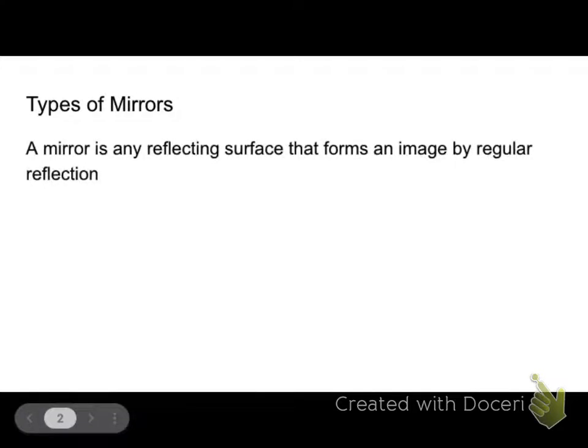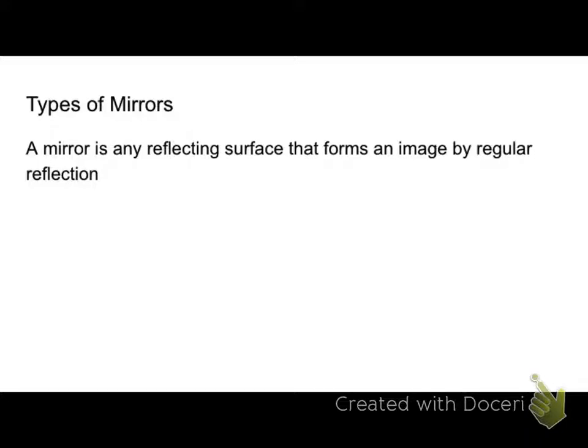We're going to start with mirrors. Mirrors are reflective surfaces that form images by regular reflection. So if you remember when we talked about the two types of reflection, regular was the only one that produced an image. So any object that is doing that is considered a mirror. Okay. And there are three different types.